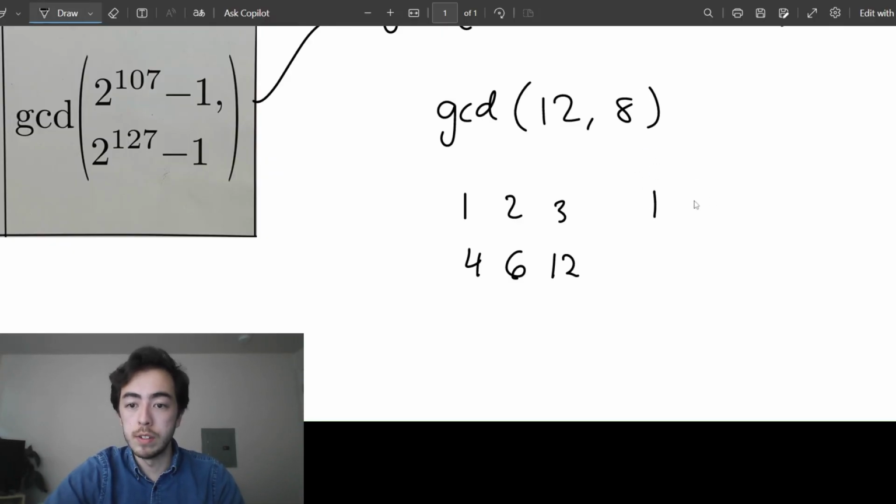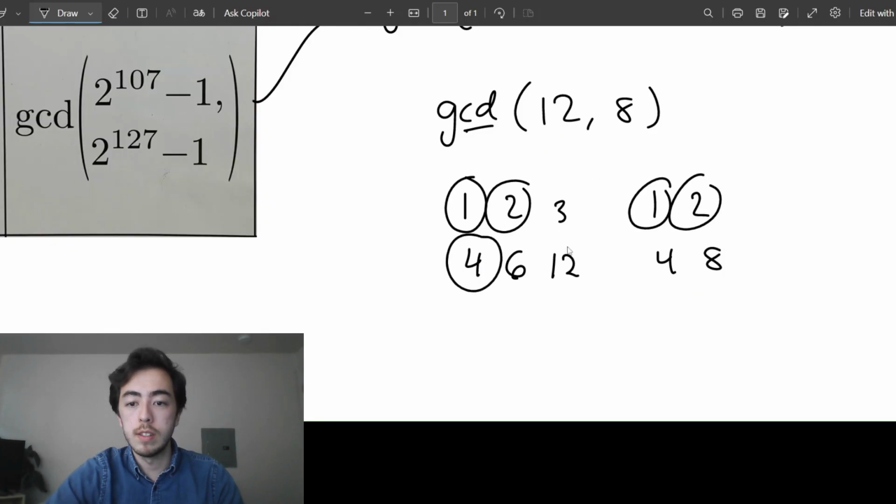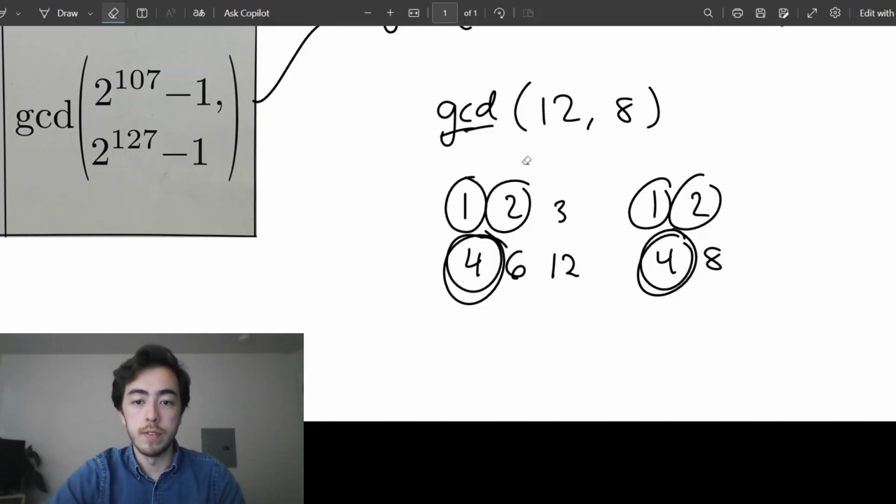8 has divisors of 1, 2, 4, and 8. And now we could look for common divisors, as in numbers that appear in both of our lists. So 1, 2, and 4 are common divisors of 12 and 8, and the greatest of them all is 4. So between 12 and 8, I know the greatest common divisor is 4.